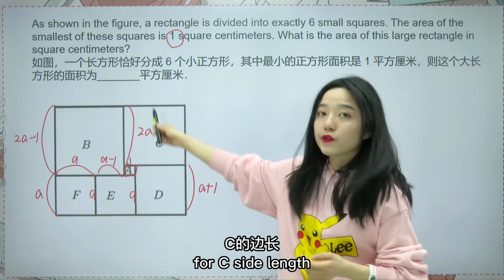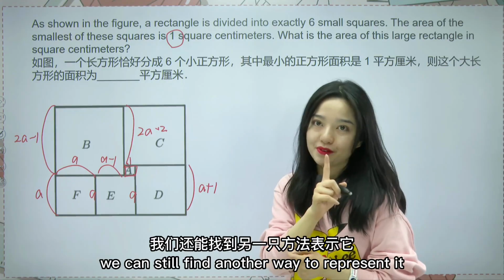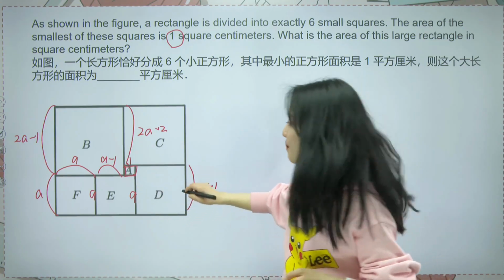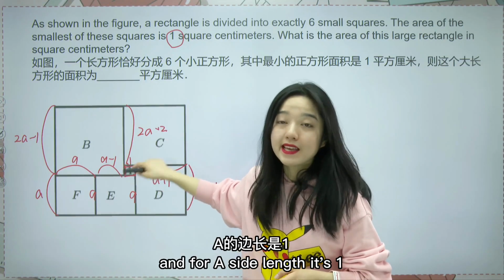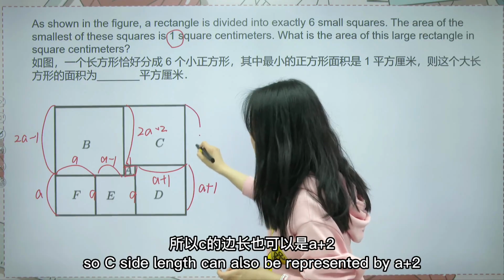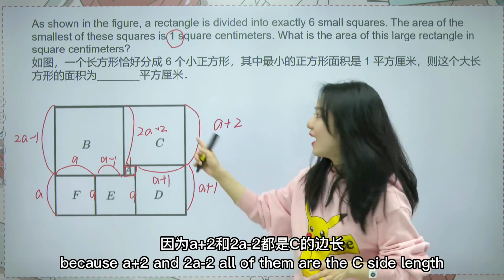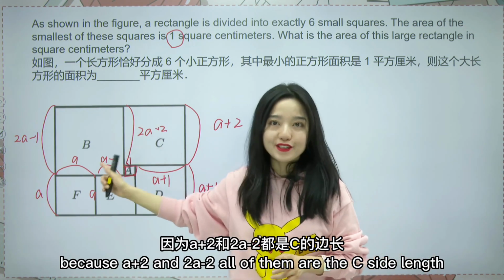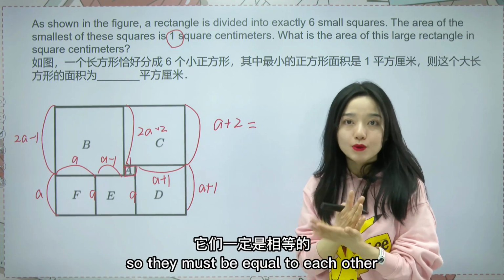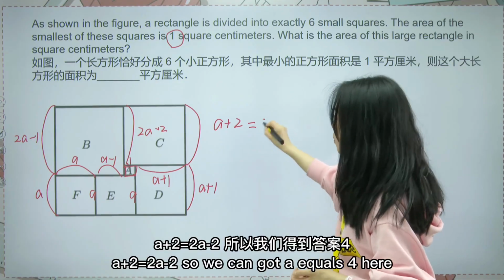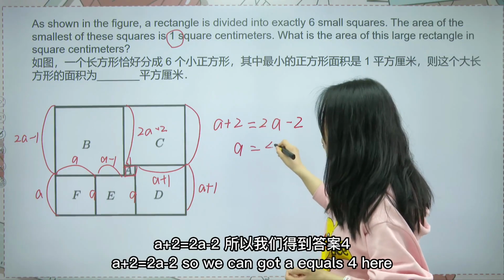Now let's see, for C side length, this is the first way to represent it. We can still find another way to represent it by using D and A, because this side is A plus 1, and for A side length, it's 1. So C side length can also be represented by A plus 2. Because A plus 2 and 2A minus 2 are both the C side length, they must be equal to each other. A plus 2 equals 2A minus 2, so we get A equals 4 here.